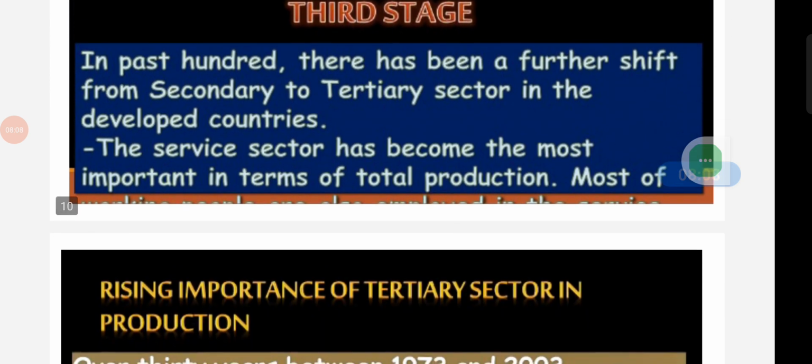Third stage, we can talk about that. In the past 100 years, there has been a shift from the secondary to the tertiary sector in development. The service sector has become the most important in terms of total production.